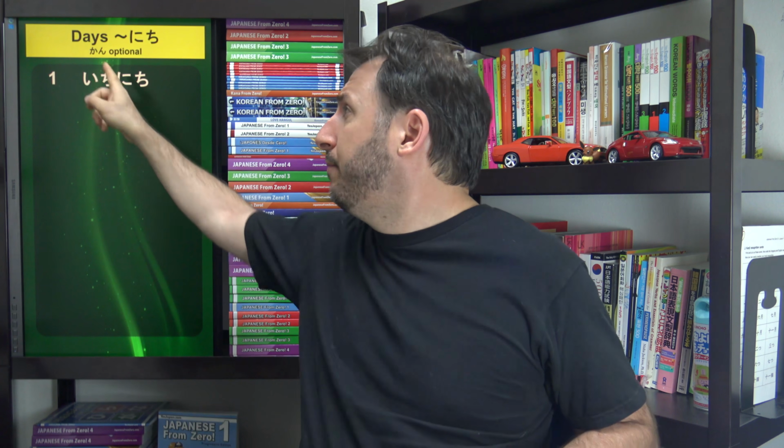Okay. Now, you'll notice that up here, it says kan is optional. Kan means time period or span of time. So what will happen is you can say ichinichi, that means one day, okay? And you can also say ichinichi kan, like that. But you don't need it. Ichinichi very easily always means basically one day, right?